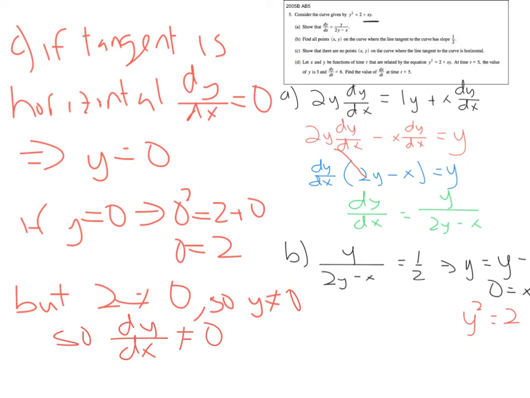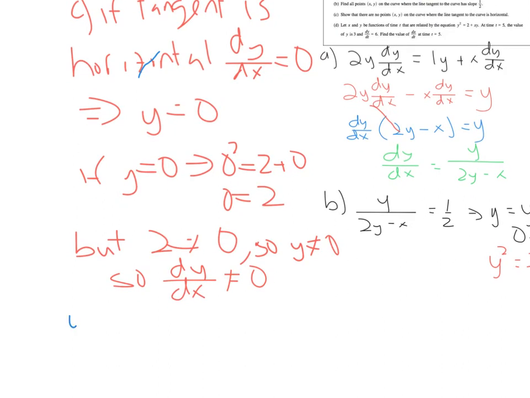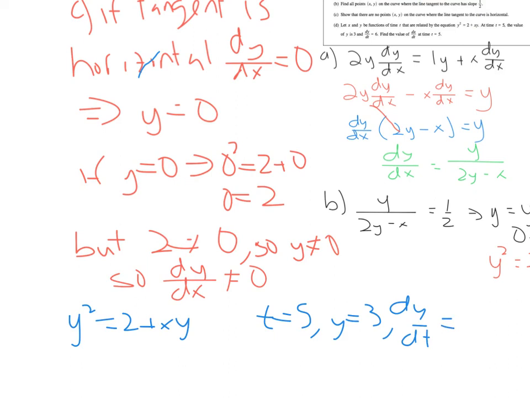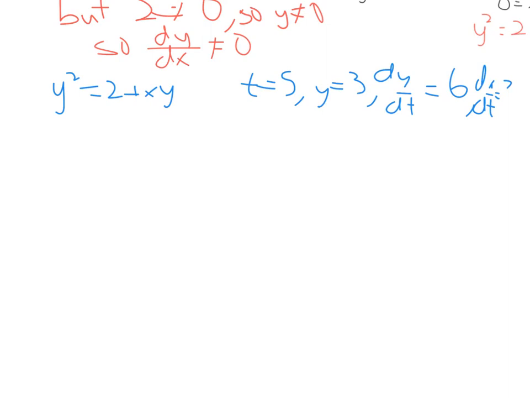Alright, and the last part. Let x and y be functions of t related to that. So dy dt is 6, dx dt we need. So I need y squared is 2 plus xy. I've got t equals 5, y equals 3, dy dt equals 6. And I want to know dx dt. Okay, so let's do it.